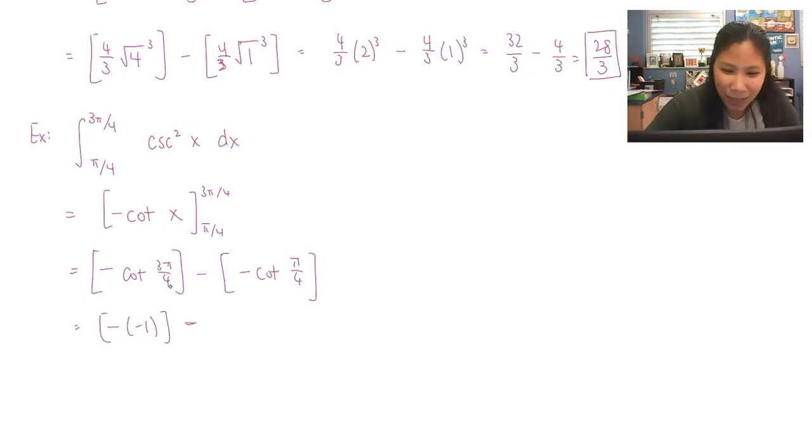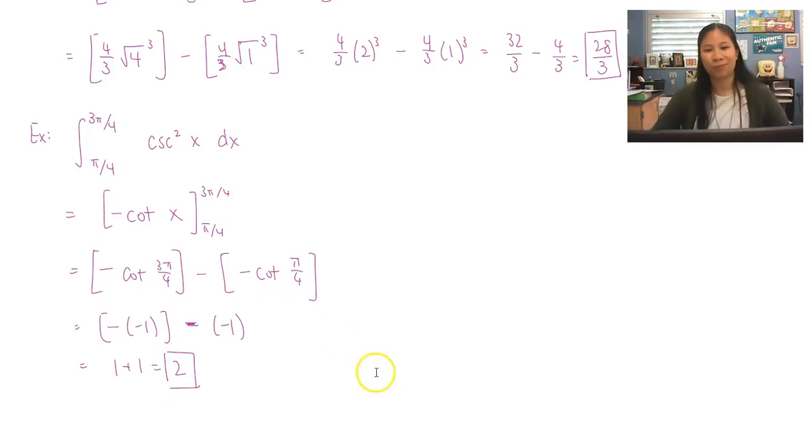Okay, then minus cotangent of pi over 4 would be 1 over tangent of pi over 4. Tangent of pi over 4 is positive 1. Negative of that would be negative 1, so minus a negative 1. So I end up with 1 plus 1 equals 2. Cool. So that would be the integral from pi over 4 to 3 pi over 4 of cosecant squared x. All right, last example.